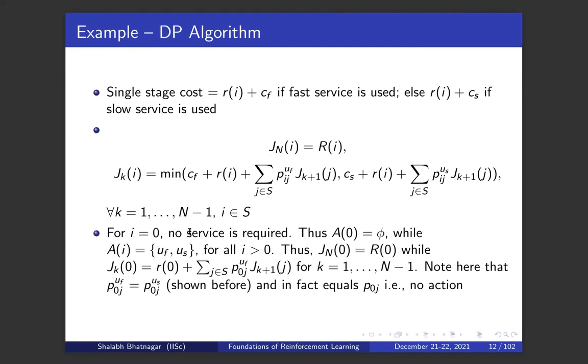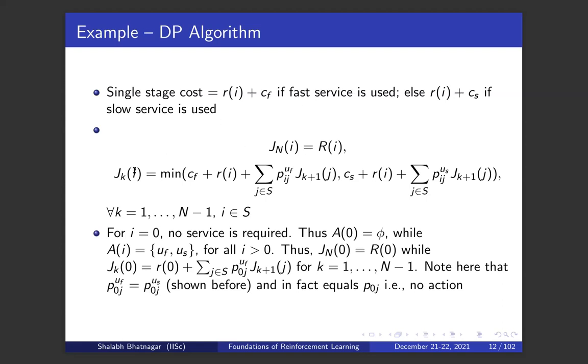Okay, continuing with this example. So the single stage cost in this case would be R of I, which is the holding cost for I customers, plus CF if you were to use fast service. Alternatively, R of I plus CS if you were to use slow service. That would be the single stage cost.